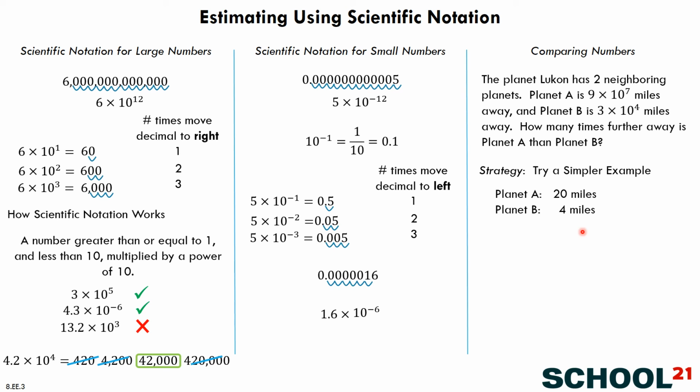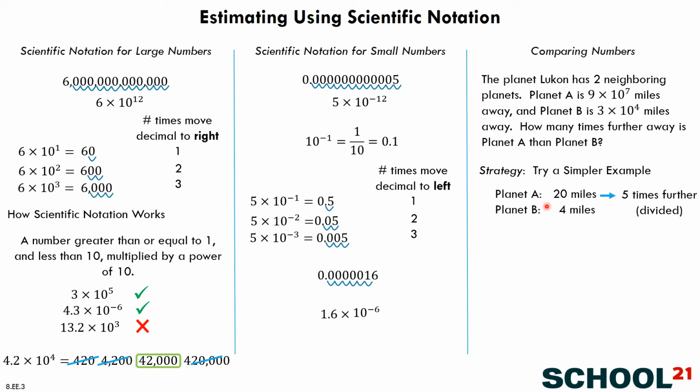5 times, right? And what did you do in your head to get that number? I multiplied 4 times 5 to get 20. Good. Or you divided 20 by 4 to get 5, right? So that's how you did it. It's 5 times further away because 20 is 5 times as big as 4. Or 20 divided by 4 is 5, right?